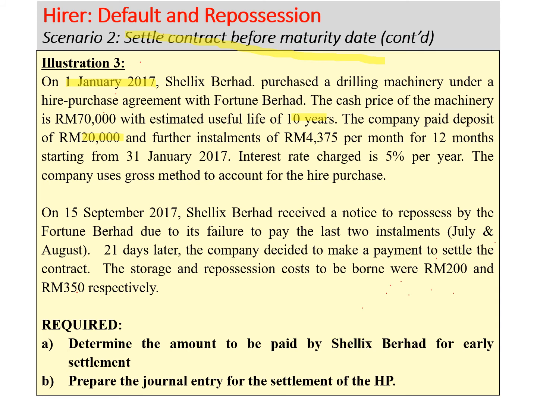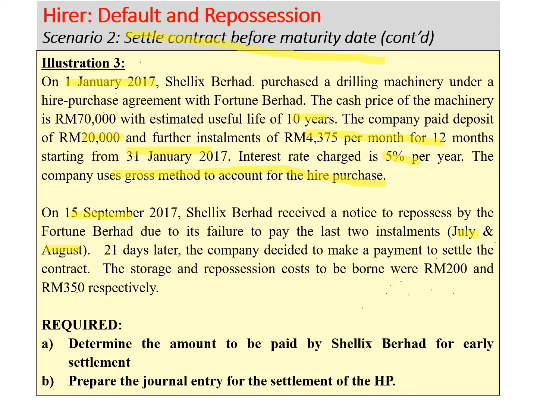2017. The interest rate charged is 5% per year. The company uses the gross method to account for the hire purchase. On 15 September 2017, Shalik Berhad received a notice to repossess from Fortune Berhad due to its failure to pay the last two installments in July and also August.